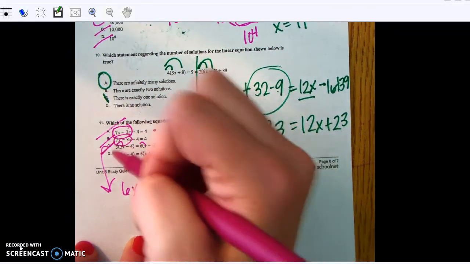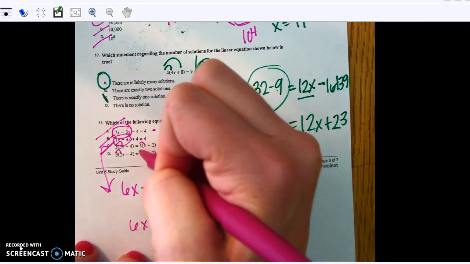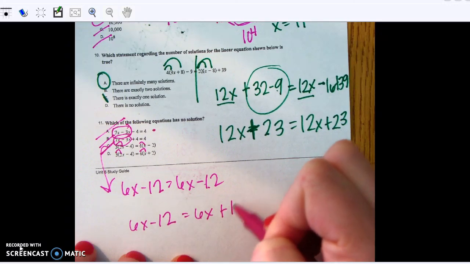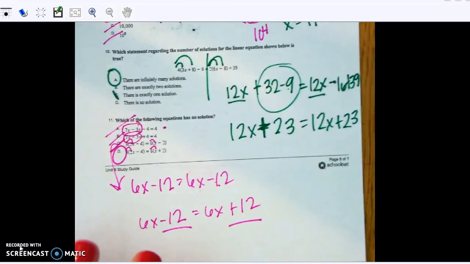So then for D, I have 6x minus 12, and then on this side, I have 6x plus 12. These are not the same, so D has to be your answer. No solution.